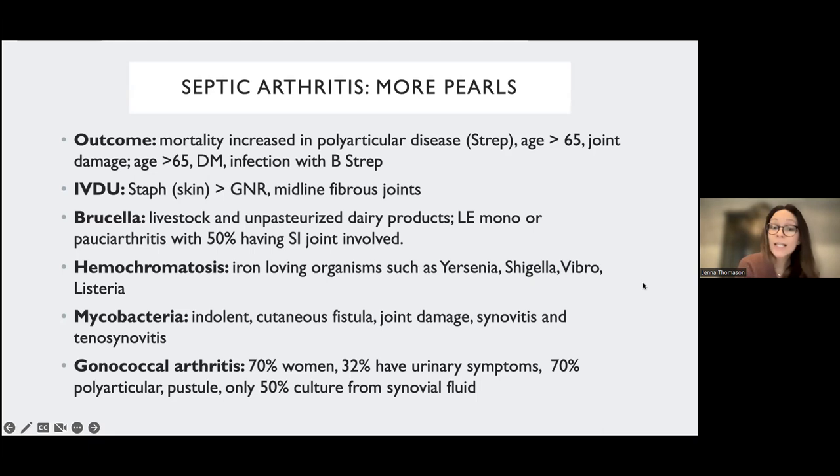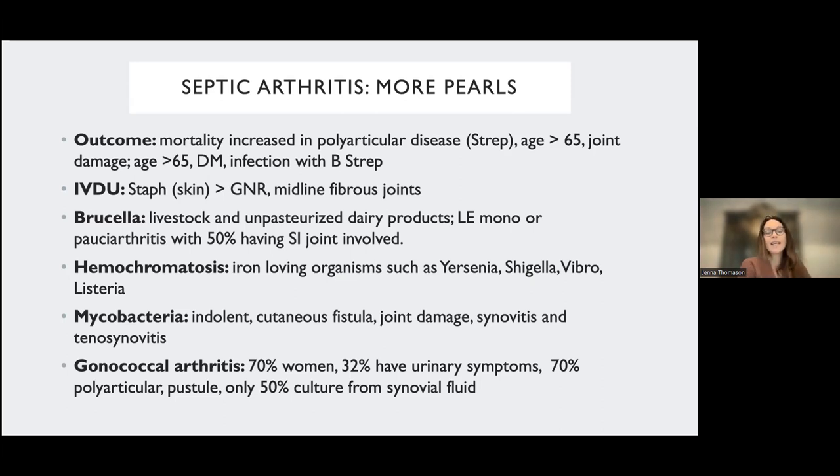Patients with hemochromatosis are affected by iron-loving organisms, such as Yersinia, Shigella, Vibrio, Listeria. And mycobacteria tends to be quite indolent, so more slow-growing. There's this idea that a septic joint with mycobacteria like TB can have what's called cold inflammation. It's not that super hot, inflamed, acutely painful joint. It's more of a slow thing that's happening over time. It can also cause tenosynovitis, so inflammation around the tendons.